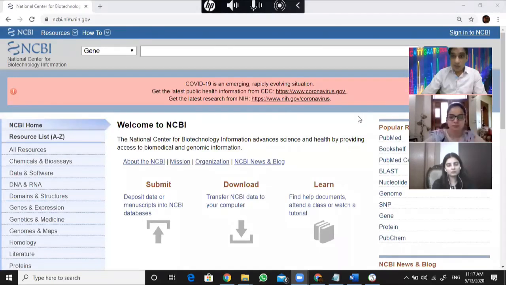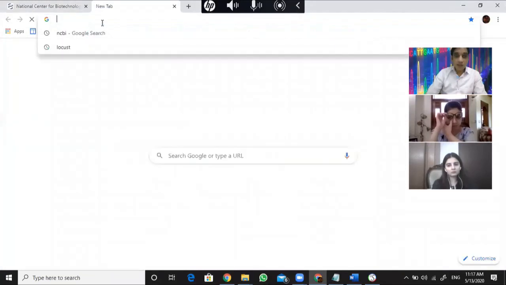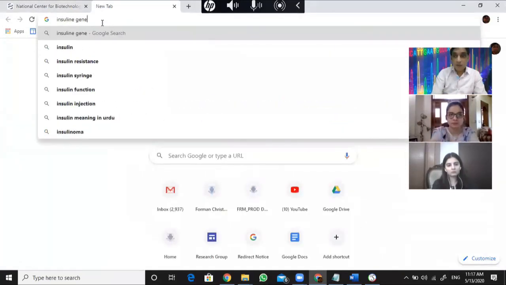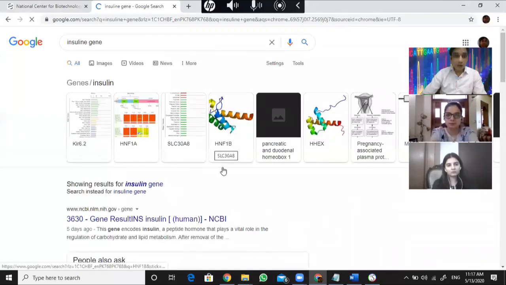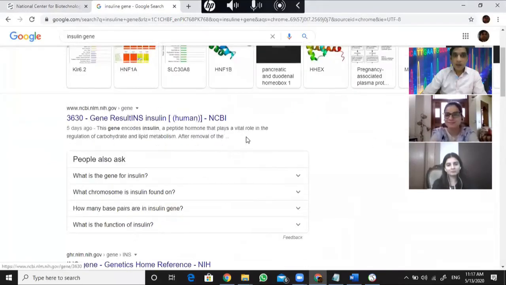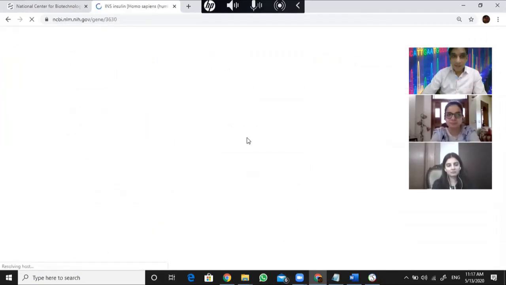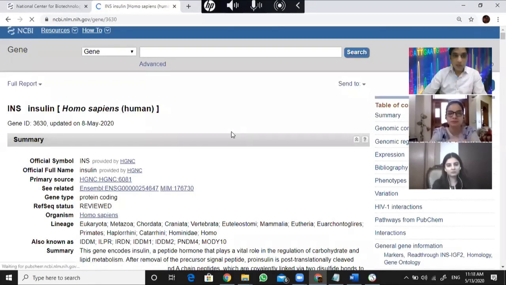I get the first suggestion, insulin gene. Okay, let's type the insulin gene. Does anybody know the symbol of the insulin gene? You can answer me. If not, I will Google it. Anybody knows? Before I Google it, I think it is INS. Am I right? It seems the gene symbol is INS.